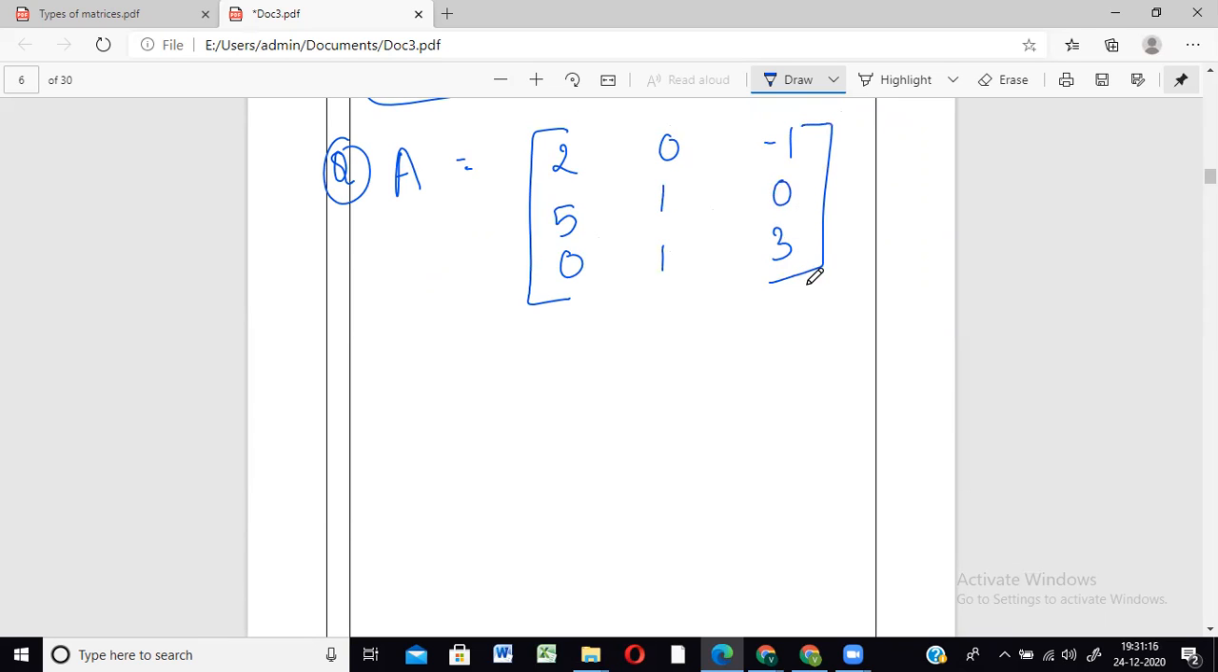Okay, using elementary row transformation. If it's given in the question, then you just have to use that one transformation. Okay, suppose this is a question.